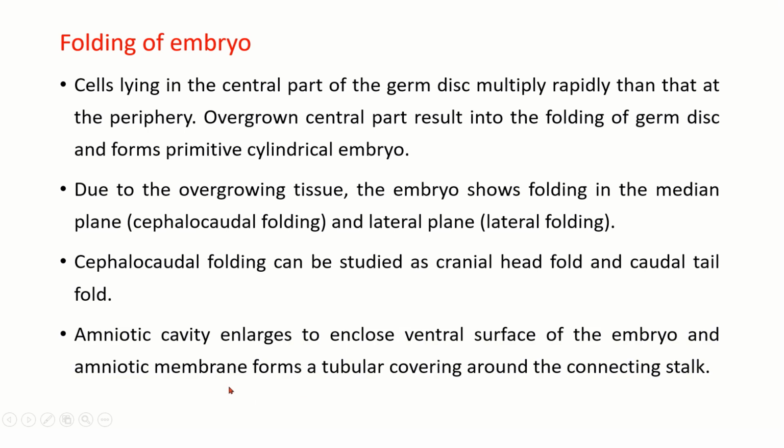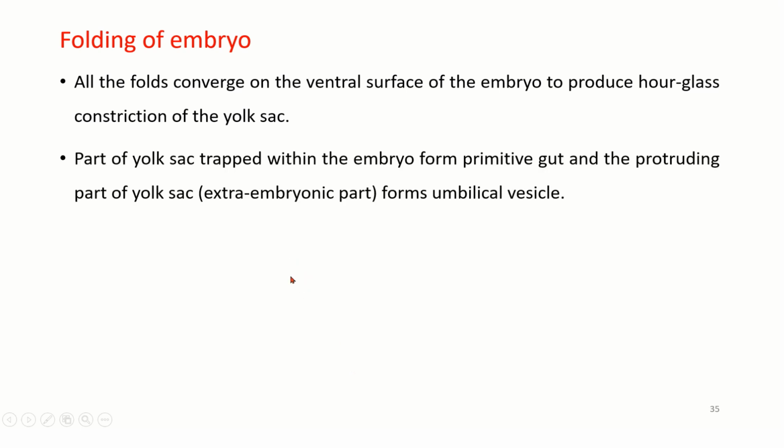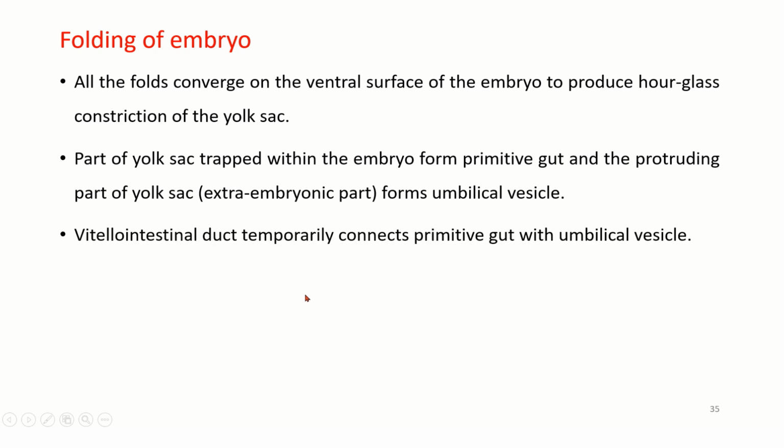Amniotic cavity enlarges to enclose the ventral surface of the embryo, and the amniotic membrane forms a tubular covering around the connecting stalk. So all the folds converge on the ventral surface of the embryo to produce an hourglass constriction of the yolk sac. So the part of the yolk sac trapped within the embryo forms the primitive gut, and the protruding part of the yolk sac extremity forms the umbilical vesicle.